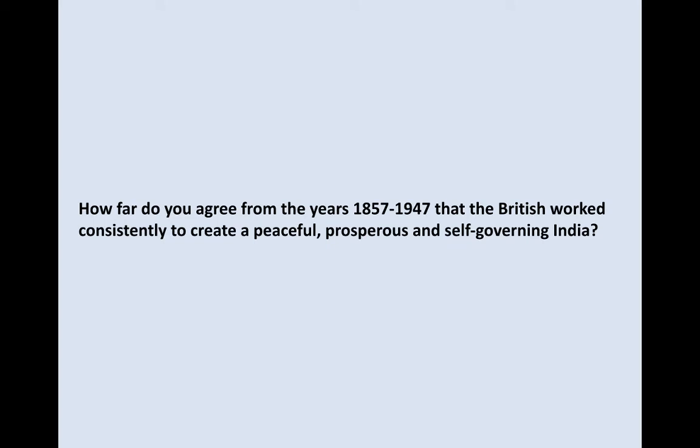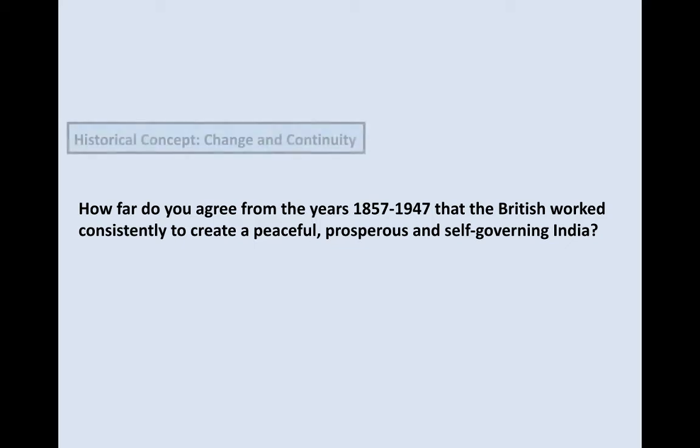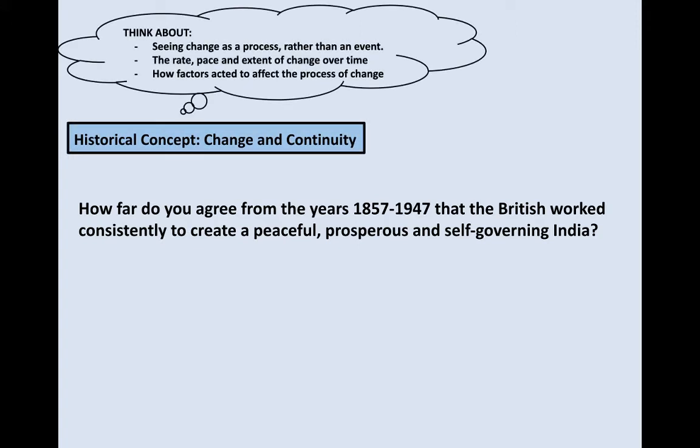The third question is based on change and continuity across time. So how far do you agree that, from the years 1857 to 1947, the British worked consistently to create a peaceful, prosperous and self-governing India? And so you'll be thinking about seeing change as a process rather than an event. You'll be looking at the way in which the rate, pace and extent of change over time differs. You'll be thinking about how factors acted to affect the process of change. You'll be thinking about whether the British project in India was ever consistent. So were there consistent attempts to create a peaceful, prosperous, and self-governing India, or can the nature of British rule in India be characterized or contextualized otherwise?